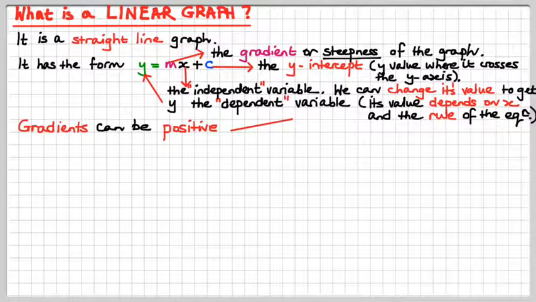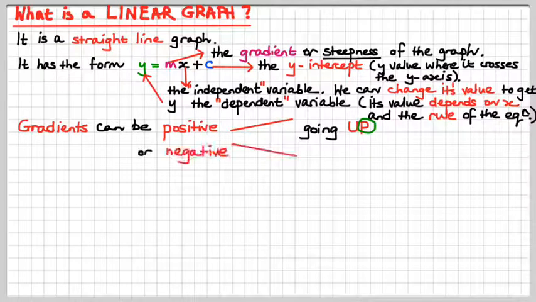Now gradients can be positive, which means that they go uphill as you move from left to right across the page in the same way that you would read a book. They go up, and the last letter of up, guys, is P for positive. Well, how do you like that? Or they can be negative, which means that they go down, down, down, down. And the last letter of down is N for negative.